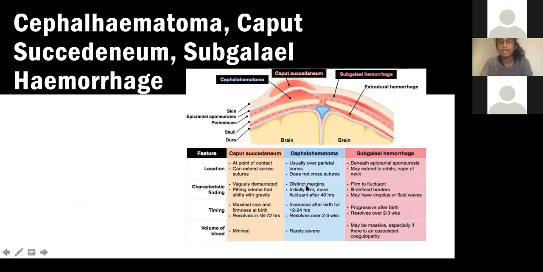The thing that I still remember is caput succedaneum, CS, so it crosses suture lines. That's just what I learned from PathMed, and I still remember it. That's the thing you need to remember about caput succedaneum as opposed to cephalhematoma, because cephalhematoma is usually over the parietal bones and doesn't cross your suture lines. Caput succedaneum resolves within 48 to 72 hours, whereas a cephalhematoma usually lasts 2 to 3 weeks. So those are the three different ones, a bit more peds related, but if you have a Kiwi delivery, you're at increased risk of getting this.